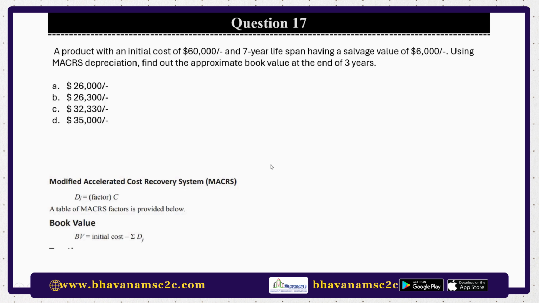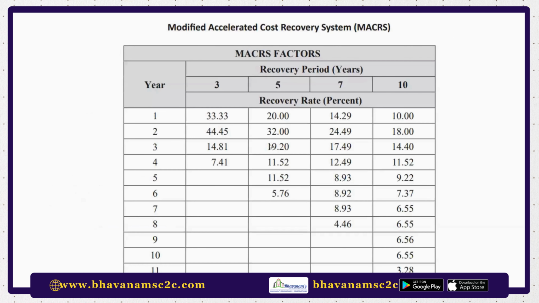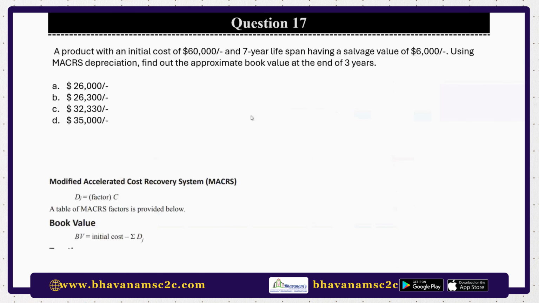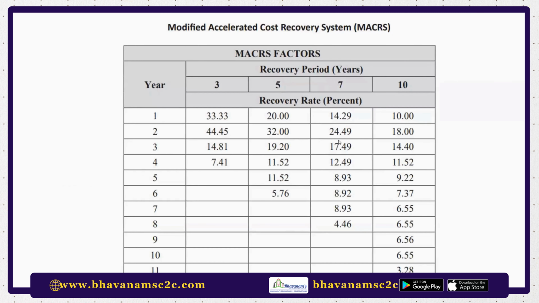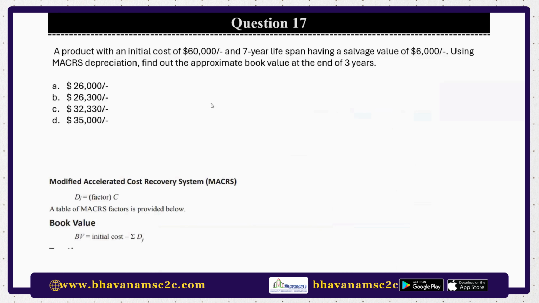So a product with an initial cost of $60,000 and a 7-year lifespan, having a salvage value of $6,000, using MACRS depreciation, find out the approximate book value at the end of 3 years. I got the table for you here in the next slide. This is the table with MACRS. What is the recovery period as per the question? It is the 7-year lifespan, so the recovery period here is 7 years. And how many years? They asked us to find the approximate book value at the end of 3 years.